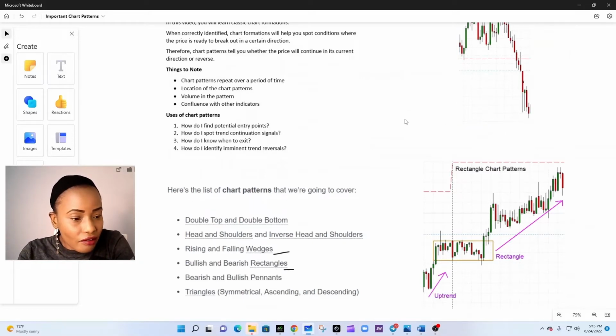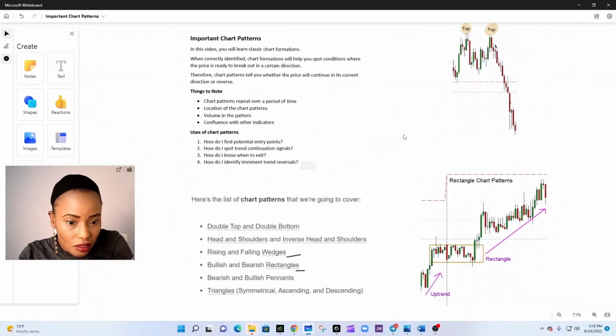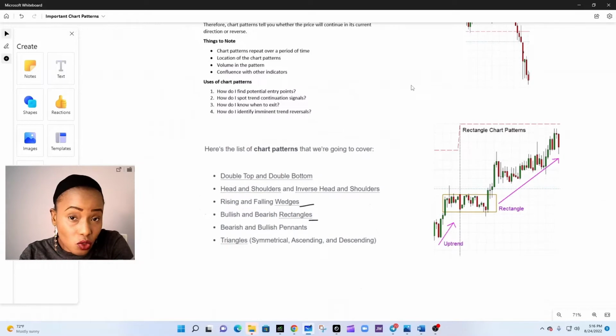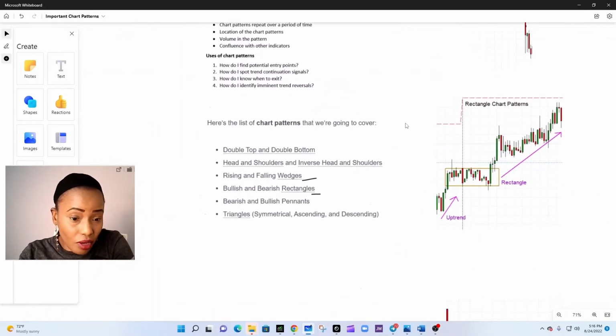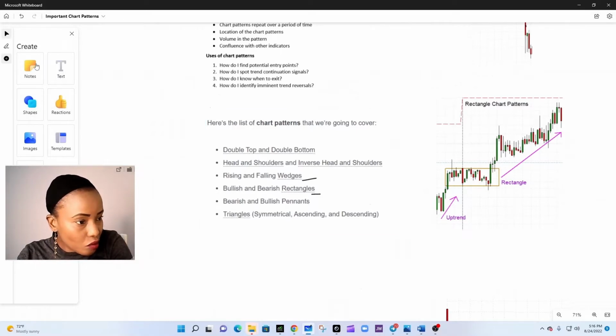So here I have a list of chart patterns that we are going to discuss today. There are so many chart patterns, but I've come up with those classic ones, the important ones, the ones that are very easy to identify as a beginner trader. Here they are. We have a double top, double bottom chart pattern.